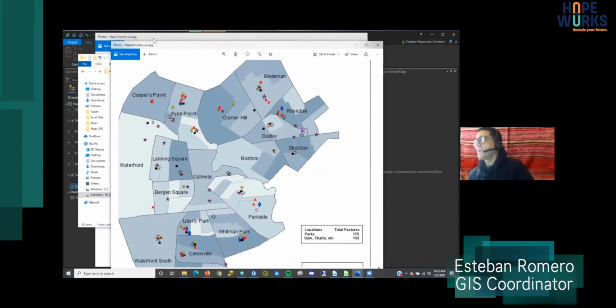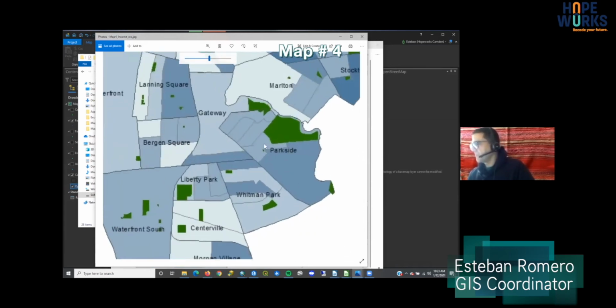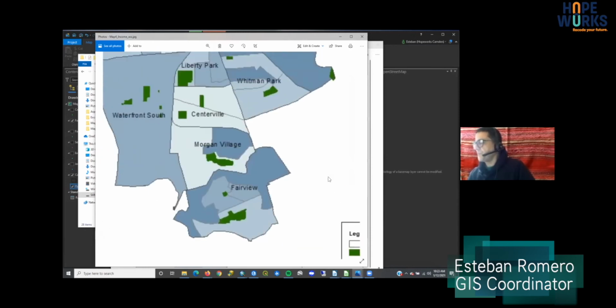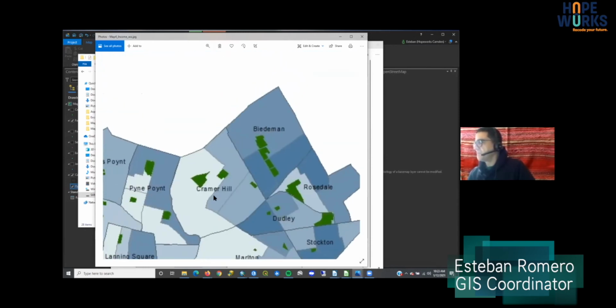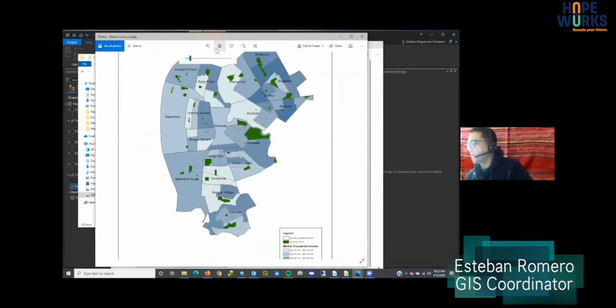Okay, so the last one that we came out with, again, you have these neighborhoods, but also you have the median household income. So these are the different brackets for different colors. This color indicates that the median household income for that particular area has this range, and the darker one has this other range. And you can see more here.